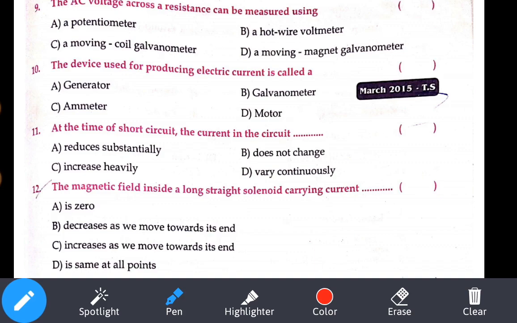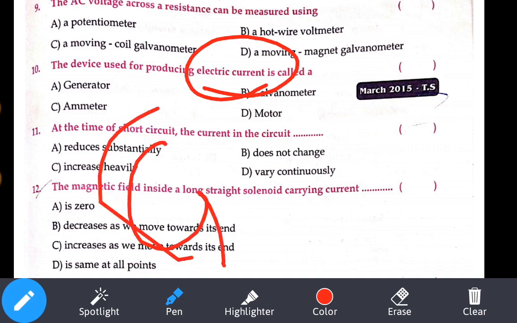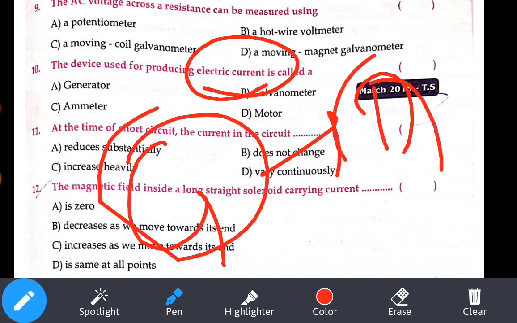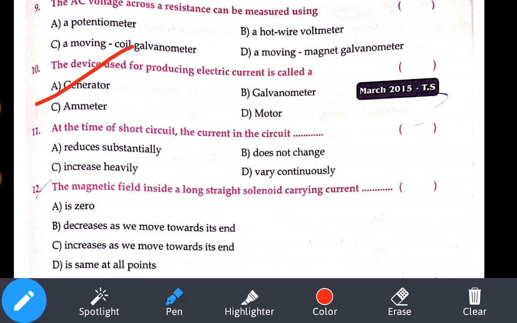Understood? The device used for producing the electric current. From where will you get the electric current? From the generator. Generator is also called a dynamo. So generator is our answer. At the time of short circuit, I think this question has already been explained in the electric current chapter, set 3 or something.